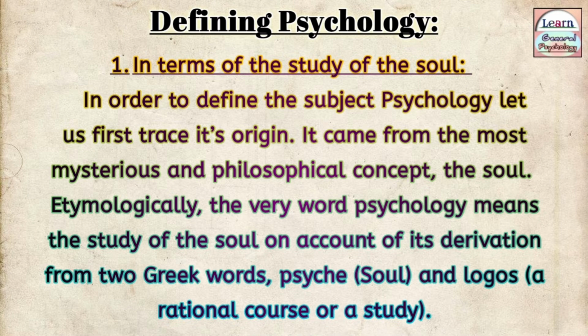Defining psychology. 1. In terms of the study of the soul. In order to define the subject psychology, let us first trace its origin. It came from the most mysterious and philosophical concept, the soul. Etymologically, the very word psychology means the study of the soul on account of its derivation from two Greek words. Psyche means soul, and logos means a rational course or a study.